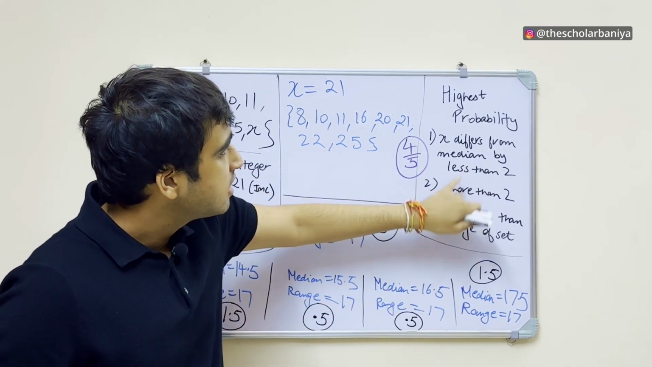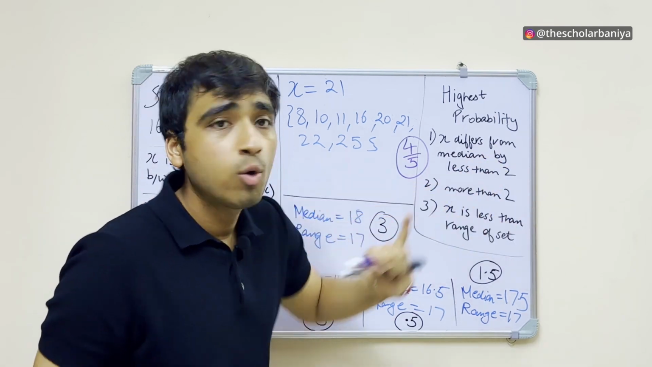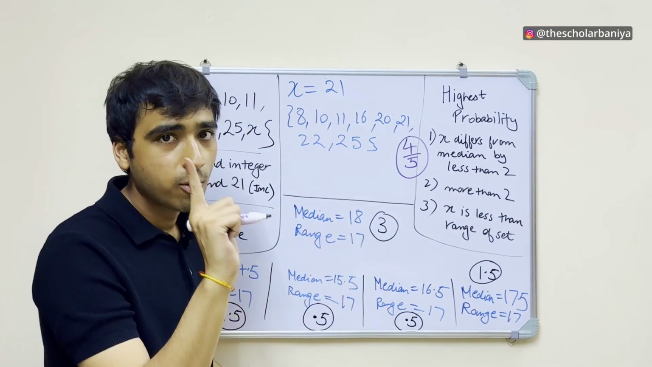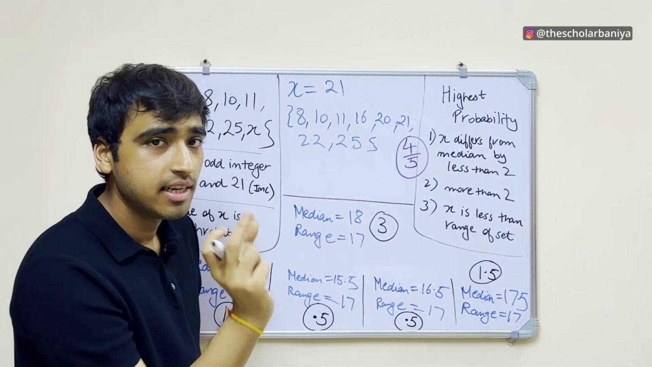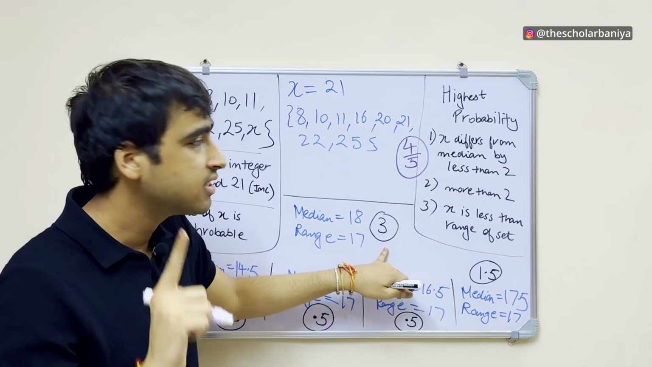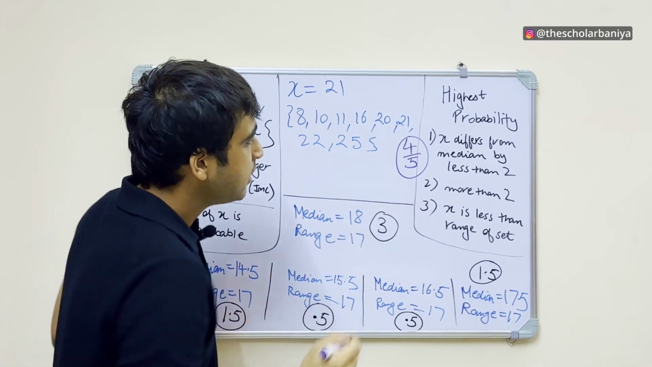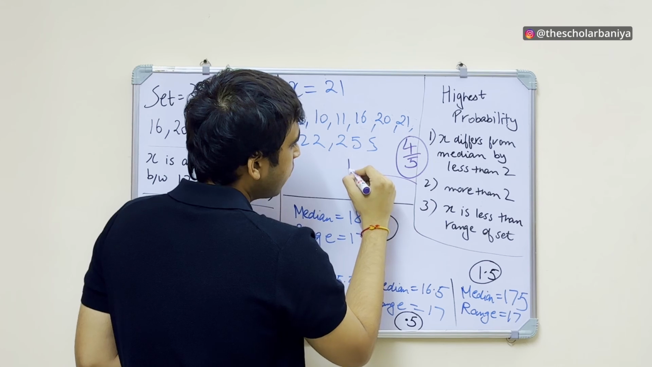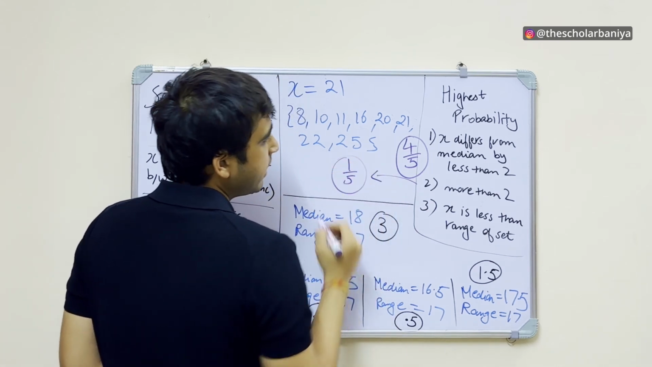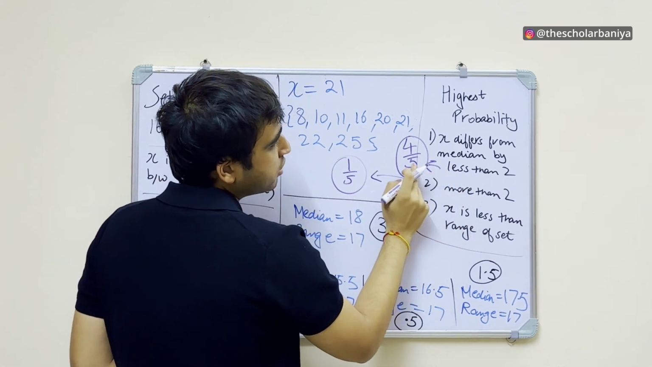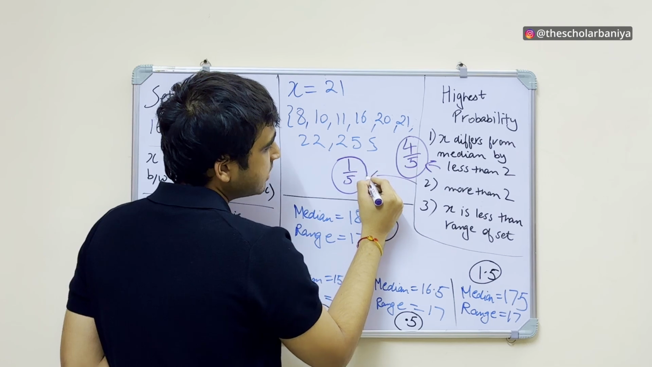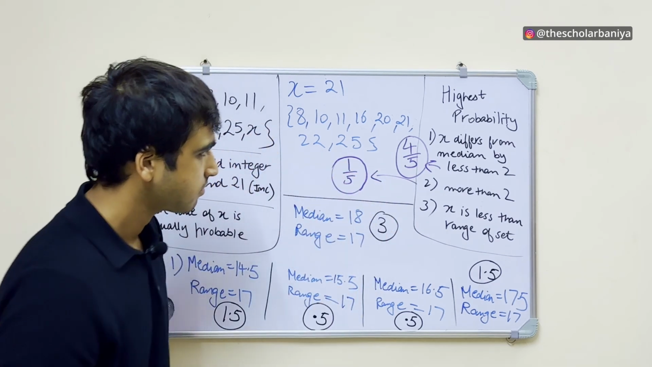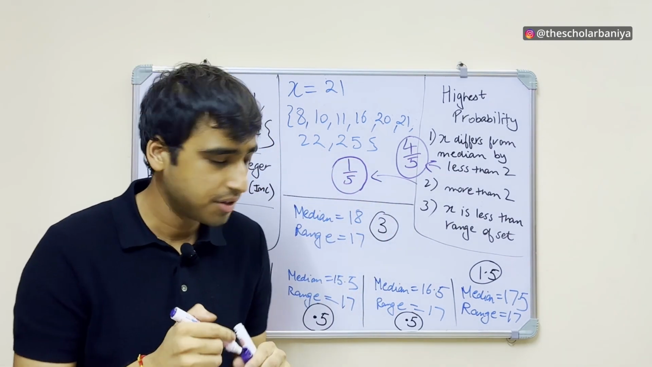Then the second option is x differs from median by more than 2. So more than 2 is only one option, which is this, because the difference is 3. So more than 2, only one option is there. So the probability for this will be how much? 1 upon 5, right? The probability for the first option is 4 upon 5. The probability for the second option is how much? 1 upon 5. I hope this is absolutely clear.